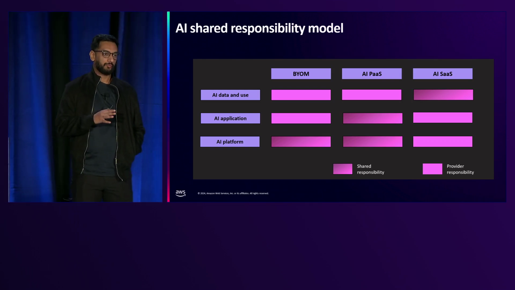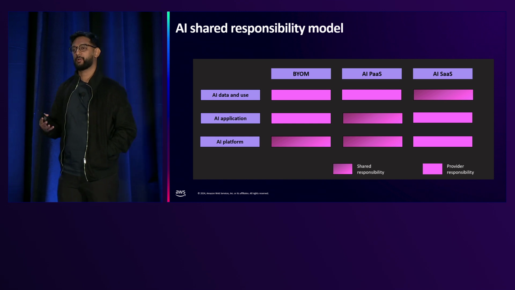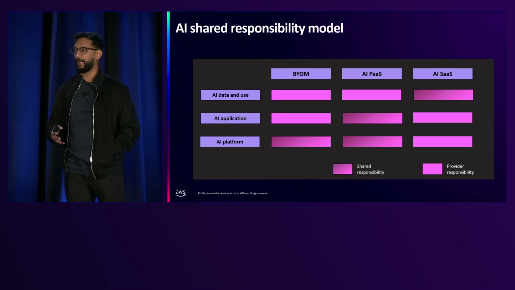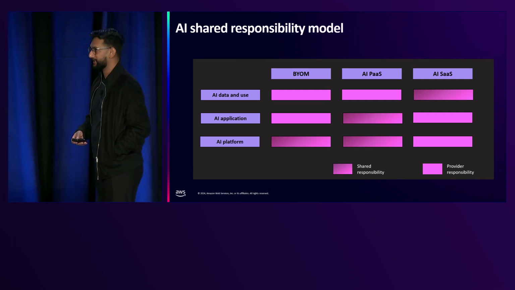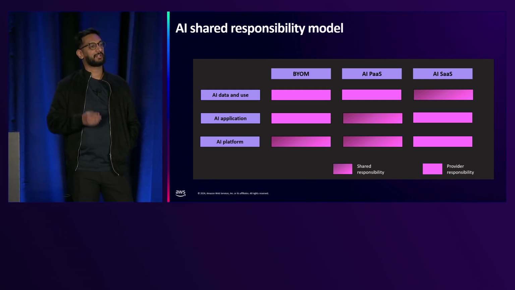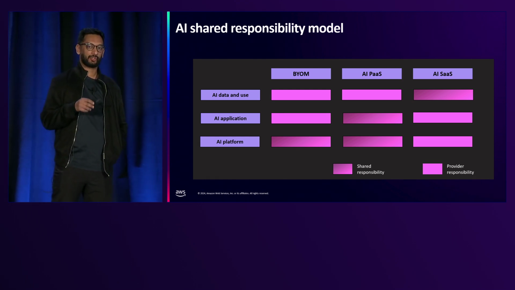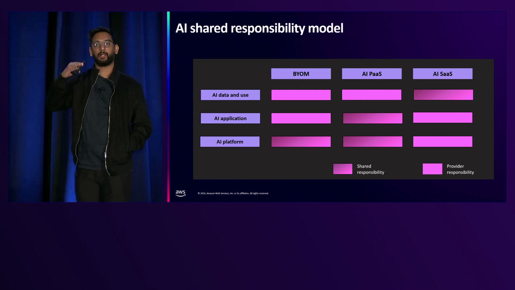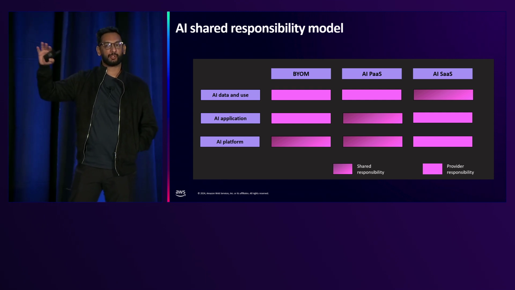Now, depending on how you choose to build your application, you have three different modes that you can choose to build it on. You can either start by building your own model, which is your BYOM use case. What that means is the responsibility for the customer extends right from ensuring security from the AI platform layer up to the data and use layer. And that responsibility shrinks as you move, right?